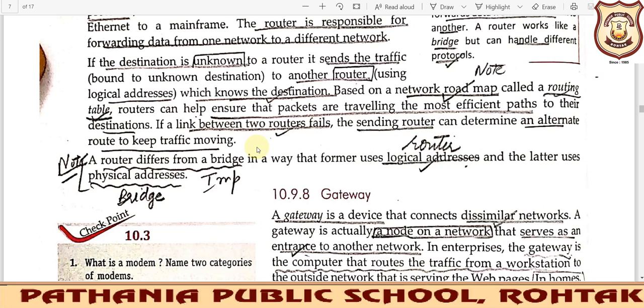Okay, so a router basically works on the logical address, also known as the IP address, and a bridge works on the physical address, that is your MAC address. We have just discussed the MAC address. In correspondence to the physical address, every computer is assigned a logical address. So the router works on the logical address, the IP address, and the bridge works on the physical address, the MAC address.